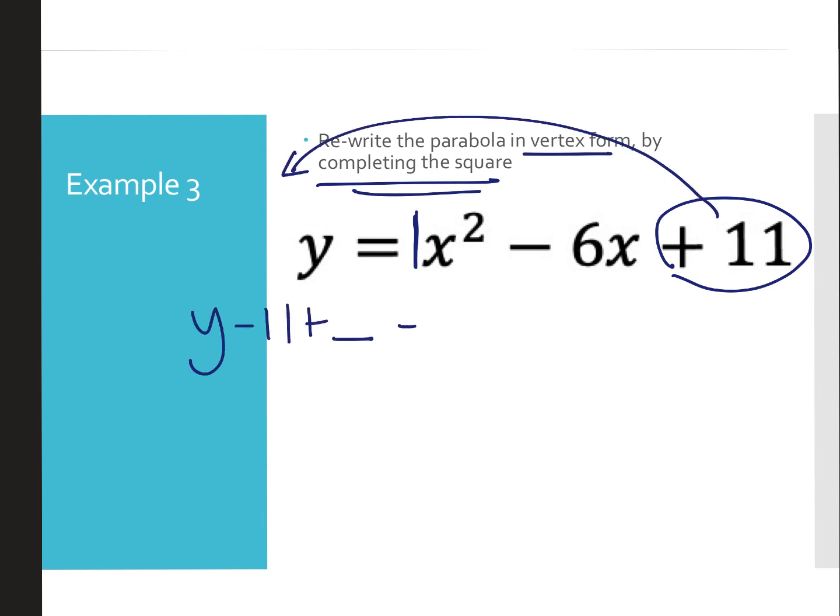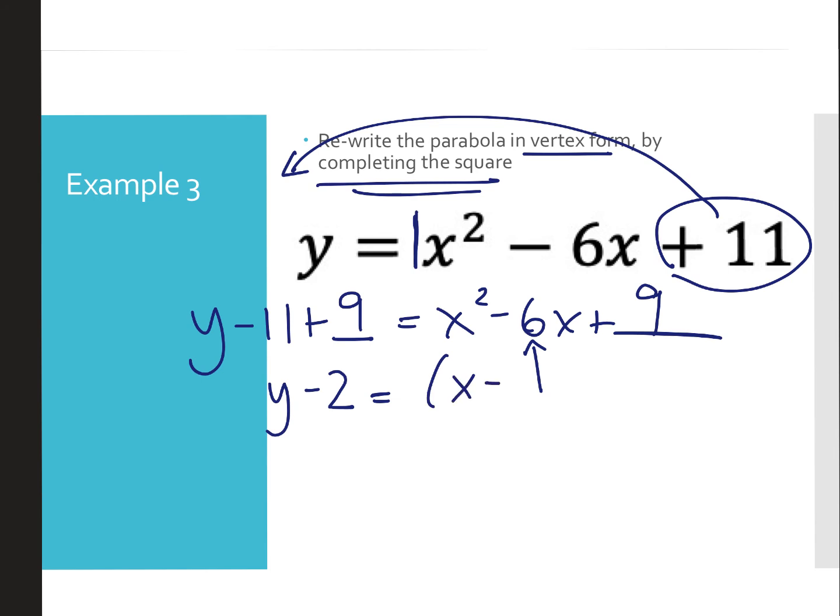Don't forget to add in your blanks. You take half of this term, which is -3, and square it. Again, just like before, one side gets simplified like that. The other side gets factored like that.